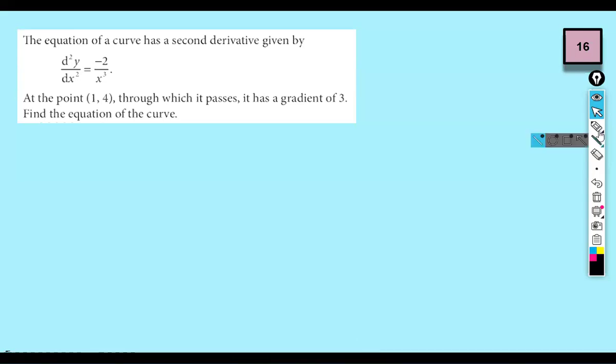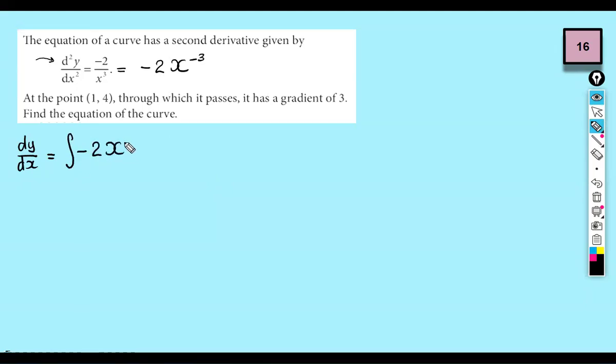Right, answers now start to pop up. Remember, the first thing I had advised is to throw that x to the power 3 on top to get x to the power minus 3. Now, we started off with this, d squared y dx squared. So I know if I integrate this, I will get dy dx. So if I want to find dy dx, I need to integrate minus 2x to the power minus 3, but make sure I put dx here.